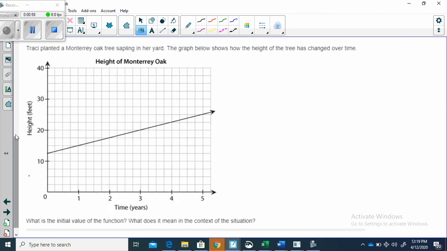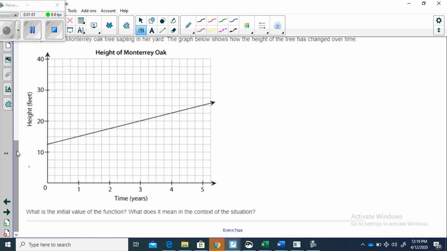What is the initial value of the function? Let's see what we're looking for. So when we've got a constructed response, let's make sure we circle the things that we're going to be needing here. Let's make sure we number them so we do them. Let's go back and check. What's the initial value of the function? What does it mean in context of the situation? So first we want the initial value. The initial value is right here, the y-intercept.